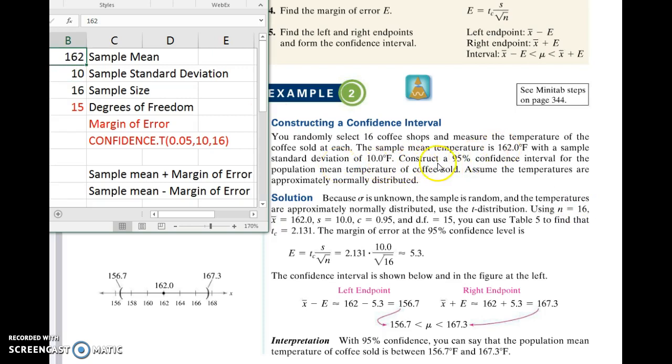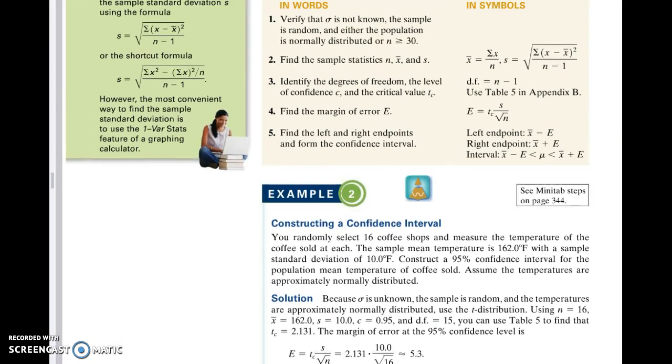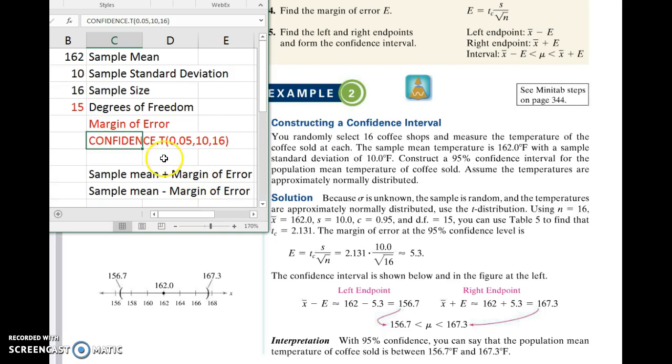Alright, so we're trying to construct a 95% confidence interval for the population mean temperature of coffee sold. And we're assuming the temperatures are approximately normally distributed, which we needed to know because our sample size was less than 30. If you recall our very first step, we either need to know the population is normally distributed or our sample size is at least 30. And so now to find the margin of error, we use the formula here. And Excel will handle it all for us. We just have to type in the arguments, the input that it wants.